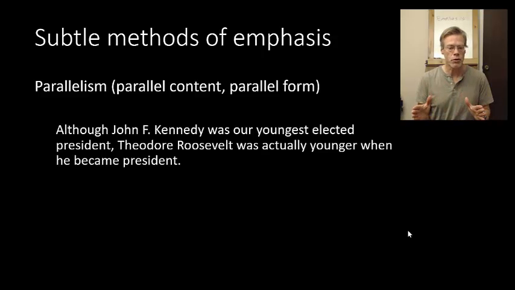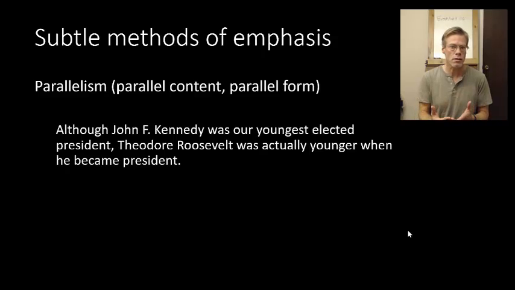So let me give you an example, though, of how this idea of parallel content, parallel form works. The sentence reads, "Although John F. Kennedy was our youngest elected president, Theodore Roosevelt was actually younger when he became president." Now, it's a clumsy sentence. And part of the clumsiness is because there's no parallelism. Clearly, we're contrasting two things, but the form is different.